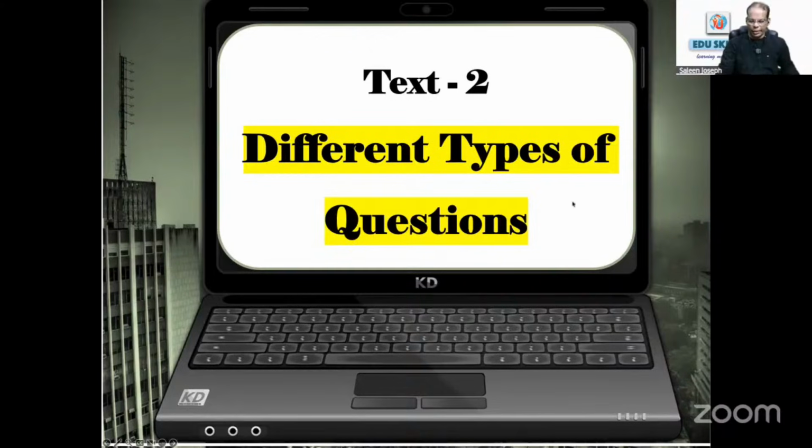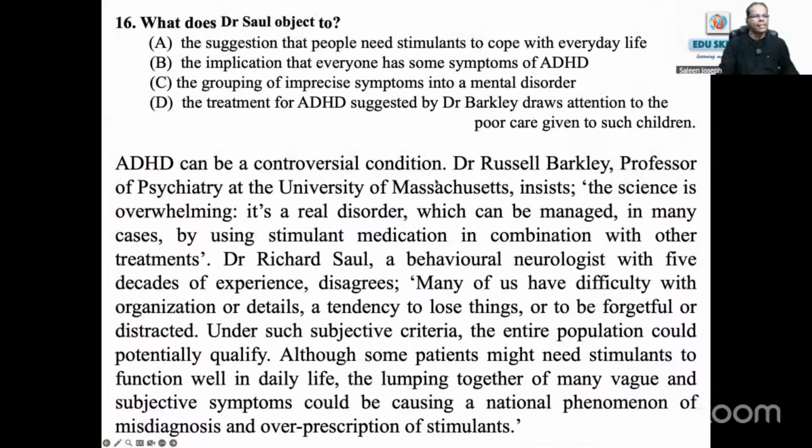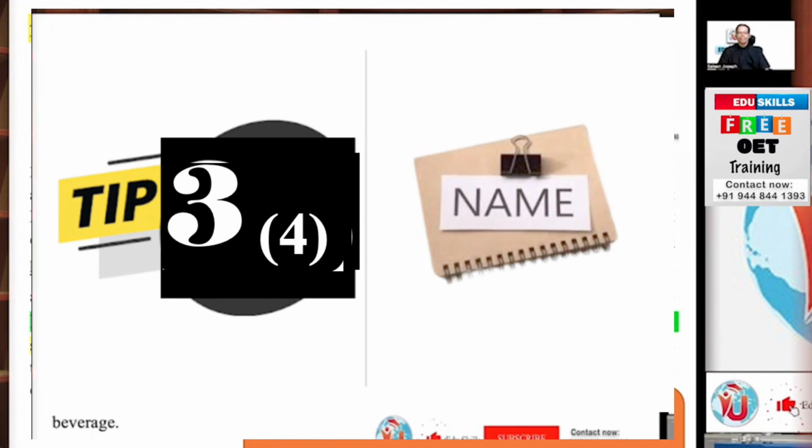Today we'll be dealing with different types of questions, focusing on one particular strategy. This is OET 2.0, Occupational English Test, reading subtest key skills. Just search for the name in the paragraph. It can be an organization, a person, or a device, whatever. Whenever a name appears, look for the hedging word or the keyword.